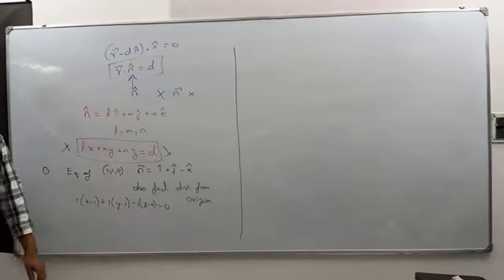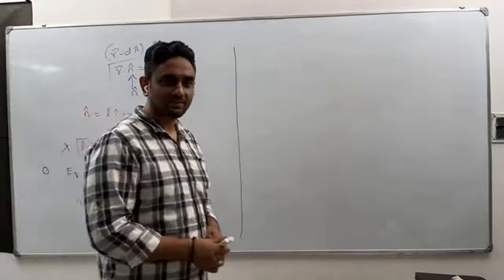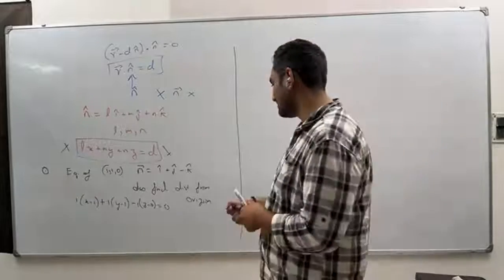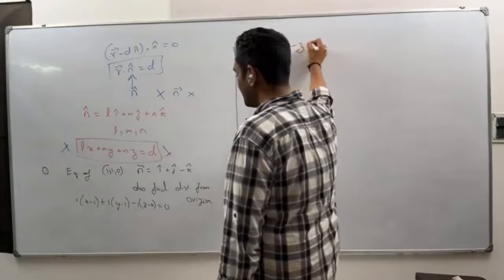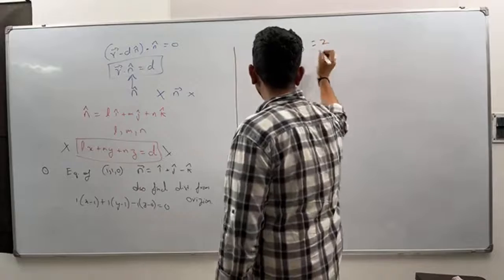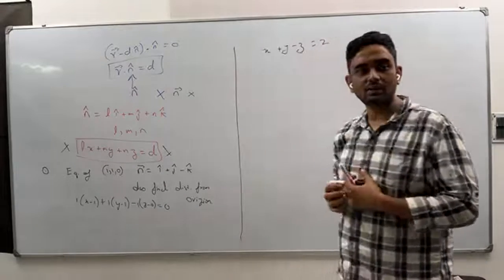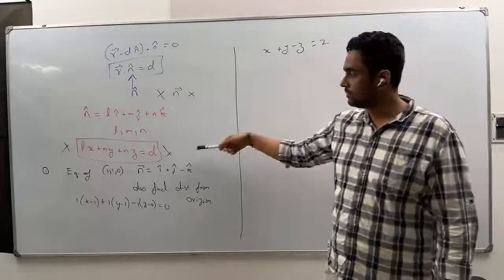Point is given, normal is given. So (r minus a) dot n equals 0. So r minus a will be x minus the point, and you will directly substitute 1, 1, and minus 1. We get x plus y minus z equal to 2. We get this. Now I will compare this equation with the standard equation.